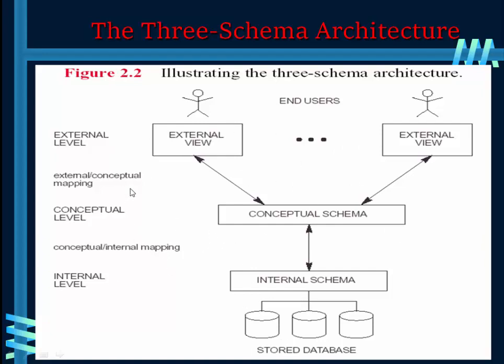And this architecture is also known as a three-level architecture. Instead of three schema architecture, this diagram is also known as a three-level architecture, and it's sometimes also called ANSI or SPARC architecture. This three schema architecture divides the database into three levels to create a separation between the database and the user applications.